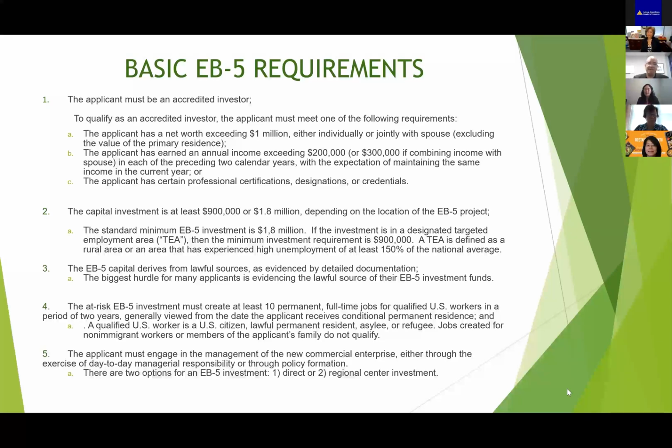And USCIS has already approved it. So they've said that, okay, if you get investors, then they are covered with regard to this expectation. But if it's your own direct commercial enterprise, then yes, you have to be responsible for day-to-day management, or you have to be heavily involved. This is not an opportunity for a passive investment with somebody else running the business. That's, again, as with E2.